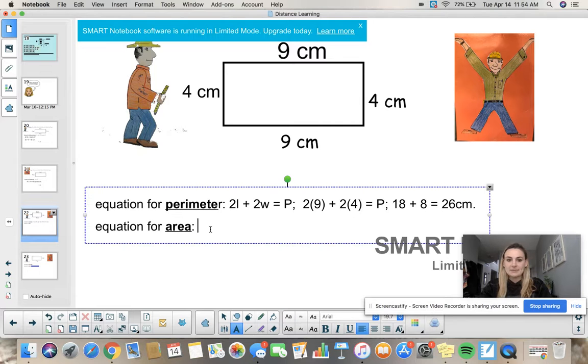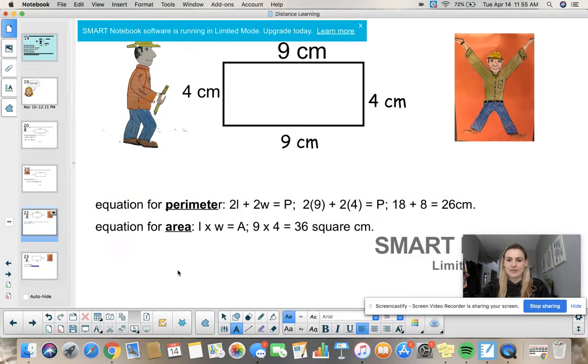Now for area, the equation for area is length times width equals area. In this case, the length is 9 and our width is 4. 9 times 4 is 36 square centimeters. So the perimeter is 26 centimeters. Again, that is the distance around the rectangle. And the area is 36 square centimeters. That is the surface inside the rectangle.